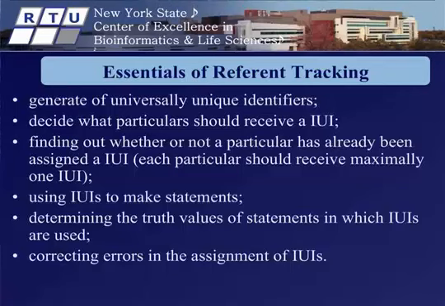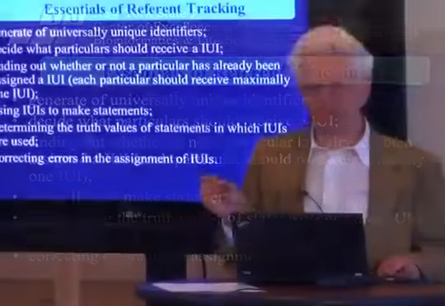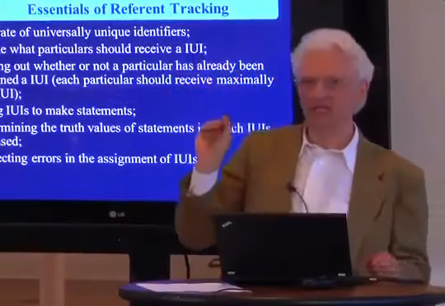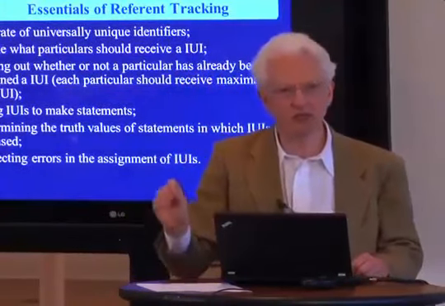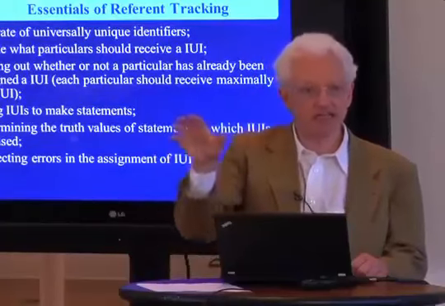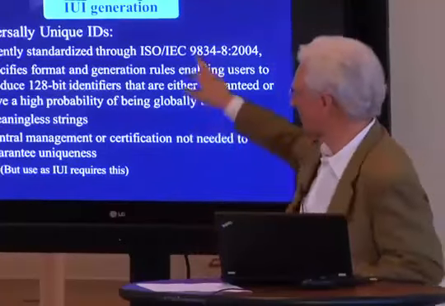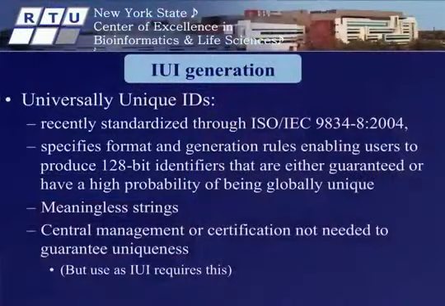Then we need to find out how we can use these IUIs to make statements, and then we need to find out how we can determine the truth values of these statements, and then, most importantly, perhaps, we need to find ways of correcting the errors in the assignments of IUIs, because sometimes, for instance, we will assign a new IUI to an item which has already received an IUI earlier on. And then we need to correct the original IUI assignment. Now, with regard to the first item on the list, there is already an ISO standard for the generation of unique IDs.